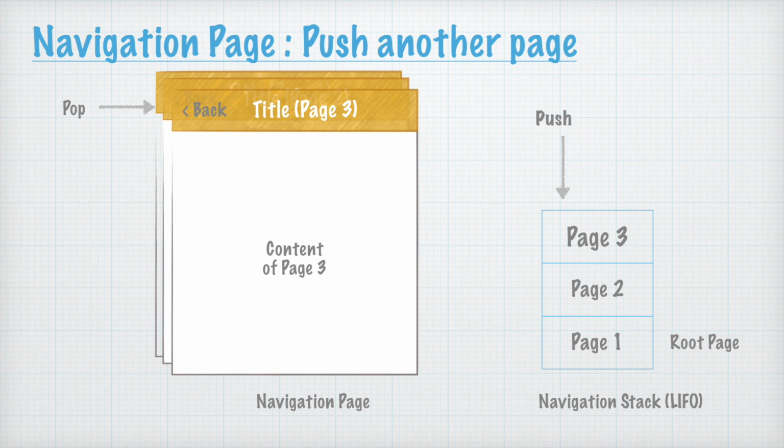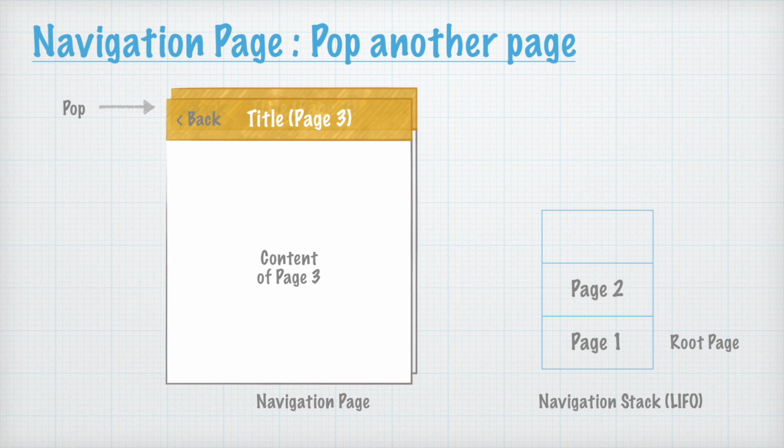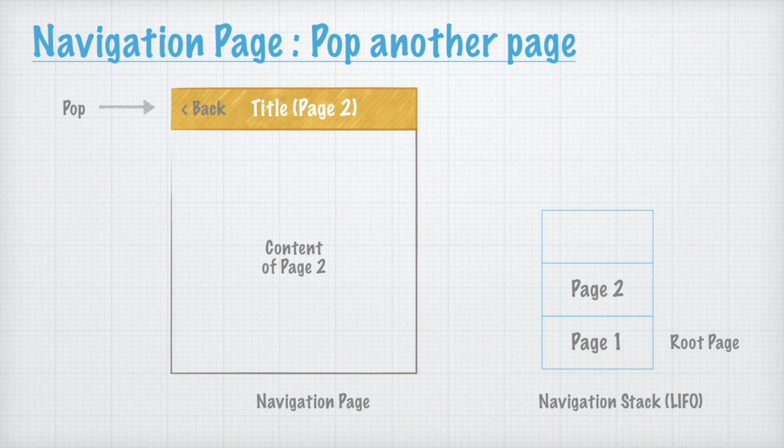So now we have pushed 3 pages, and if you want to take out one page, yeah, the operation is called pop. So if we pop page 3, page 3 will go away and you will see page 2 back. So this is how actually the navigation page works.